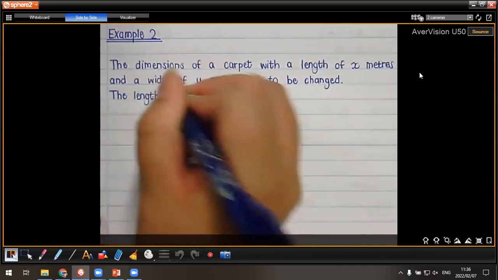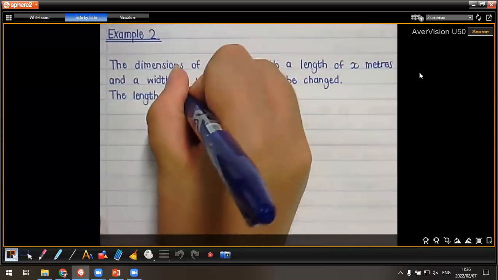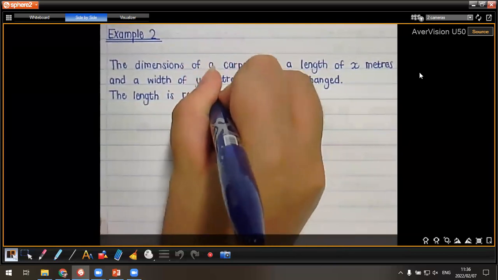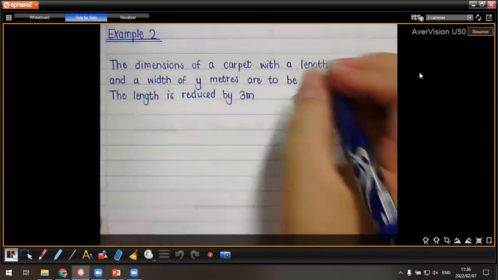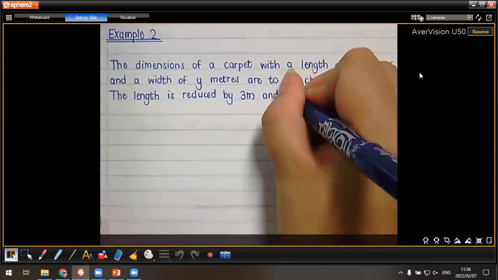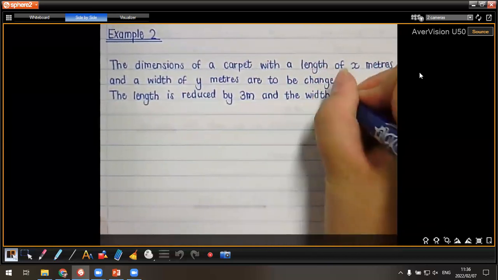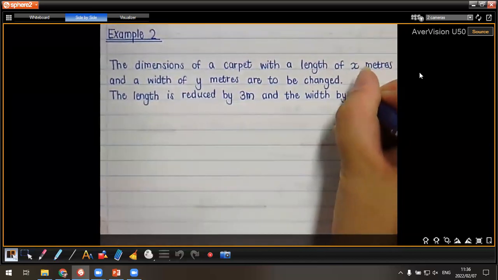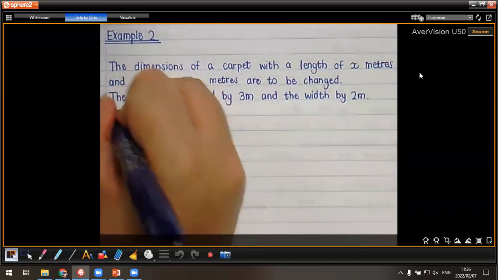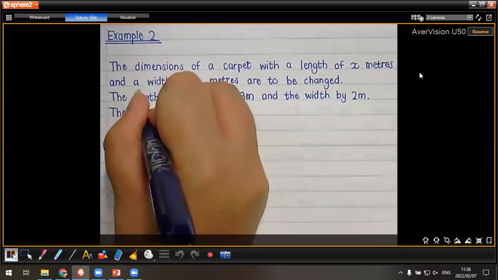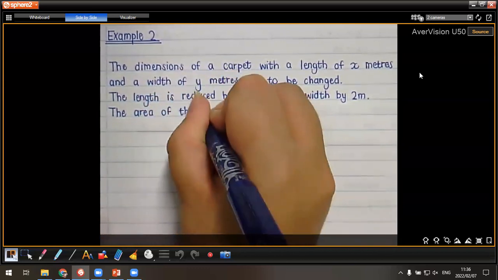I'm just going to shorten it slightly. It says the length is to be reduced by 3. I'm just going to say the length is reduced by 3 meters and the width by 2 meters. The area of the new carpet is 18 meters squared.